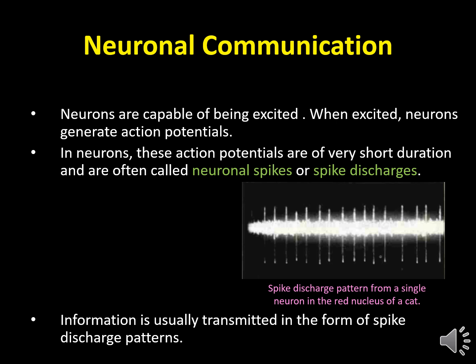Neuronal communication. Neurons are capable of being excited. When excited, neurons generate action potentials. In neurons, these action potentials are of very short duration and are called neuronal spikes or spike discharges. Information is usually transmitted in the form of spike discharge patterns. The spike discharge pattern from a single cell neuron in the red nucleus of a cat is shown in the slide.